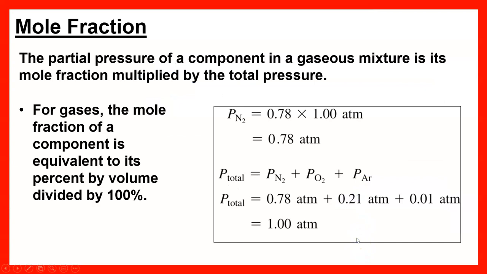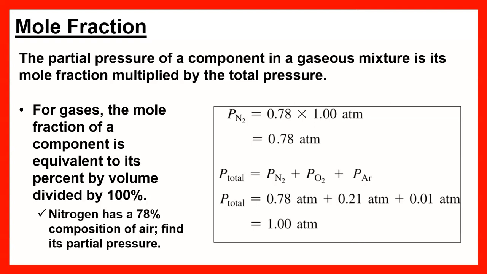You will sometimes see percentages given. They'll say you have a container at 1 atmosphere and 78% of it is nitrogen. What's the partial pressure of nitrogen? Well, remember, just turn it into a decimal and multiply it, and that gives you your partial pressure. And then you might use that answer later on. They may say if your total pressure is 1 and the pressure from nitrogen is 0.78, your oxygen is 0.21, what would your pressure of argon be? And you can just do a little bit of subtraction to figure that out.